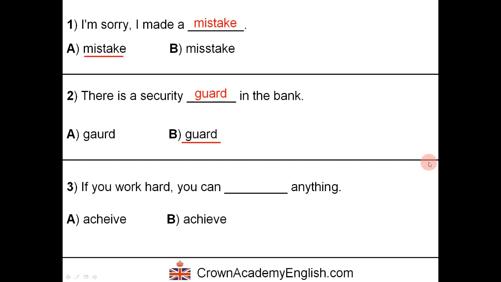Question 3. If you work hard, you can achieve anything. Achieve anything. So listen to the pronunciation. It's Eve. Achieve. And it's spelled A-C-H-I-E-V-E. Okay? So this is wrong. This is the wrong spelling of the word. And I'll give you a rule for this at the end. At the end of the lesson, I have a very useful rule for this spelling.